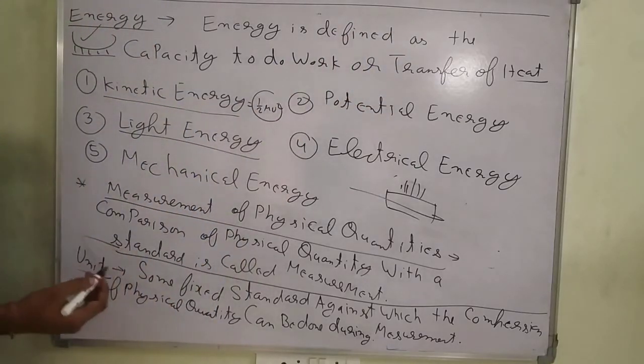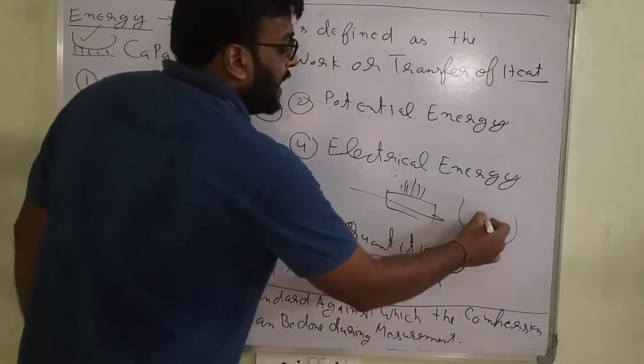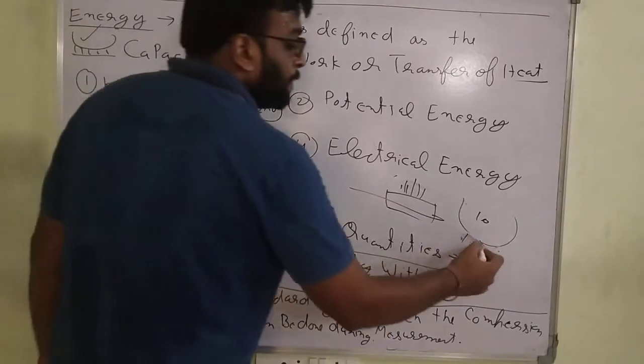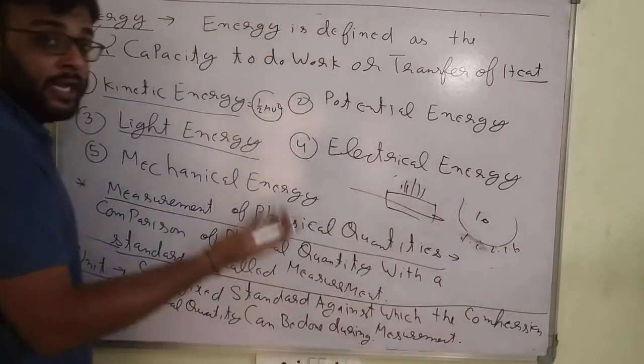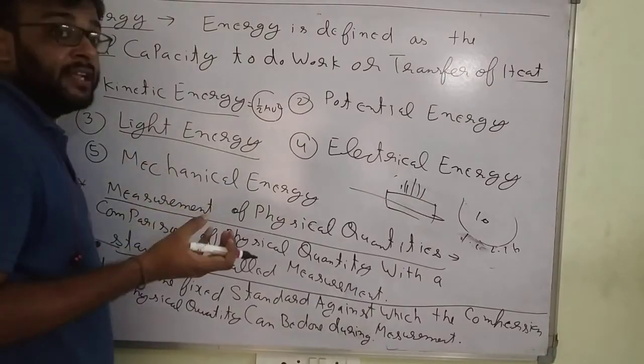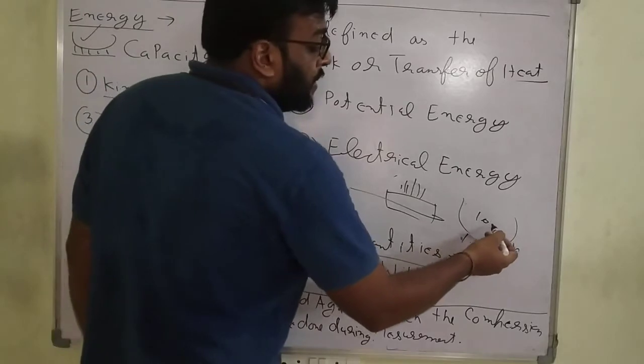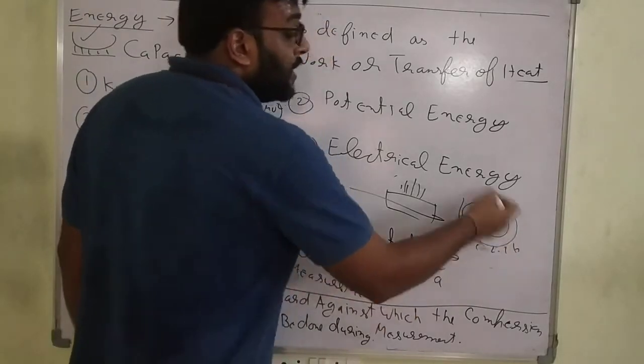Suppose in the starting I am taking this container and giving it heat. Its temperature is suppose 10 degrees Celsius. I am giving the energy, not just heat. You can say energy. Heat is a form of energy. Light is a form of energy. It can be transferred in this way. Giving the heat, the temperature can rise to 100 degrees Celsius.